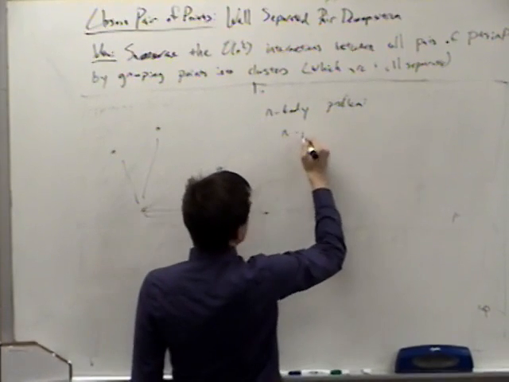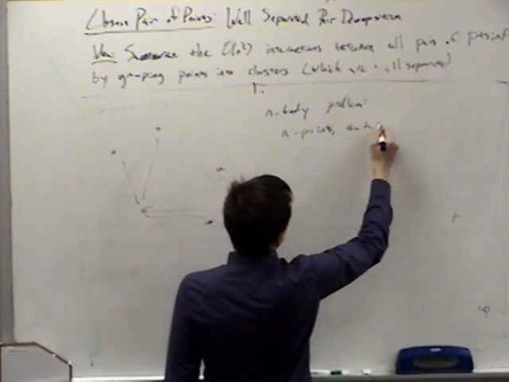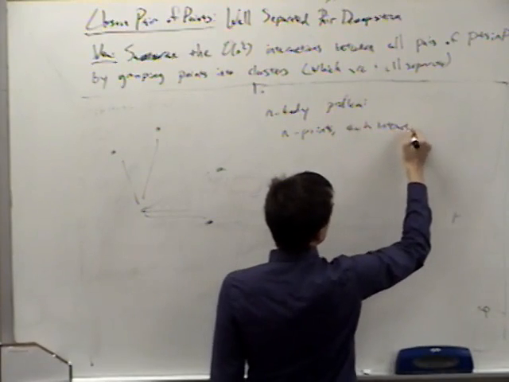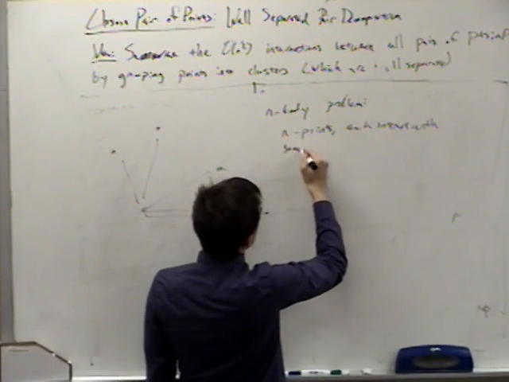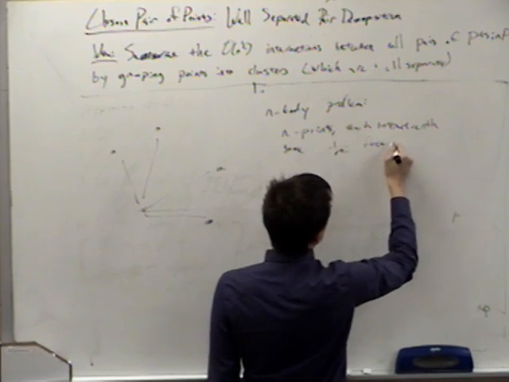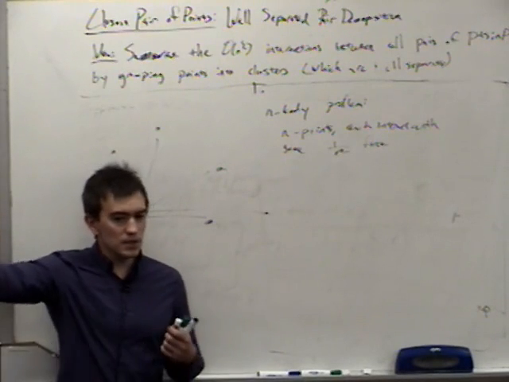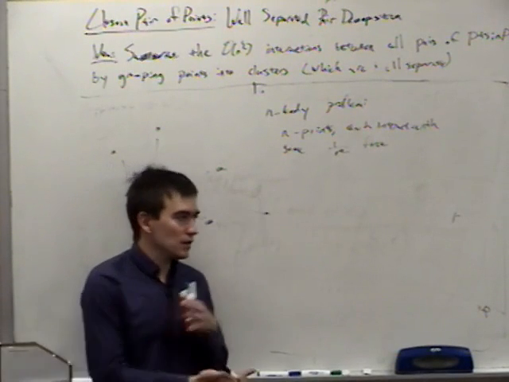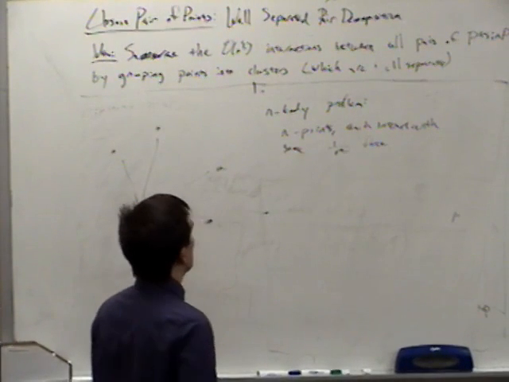So we have some huge collection of points. n-body problem: we have n points, each interacting with some inverse square force, something like that. So we have some force that falls off as 1 over r squared. So very distant points don't do a whole lot, but nearby points interact very strongly.